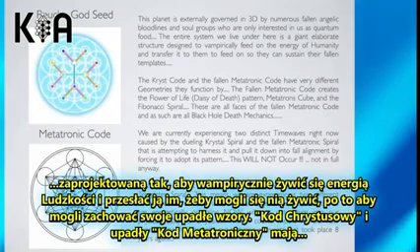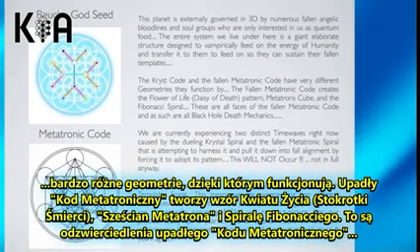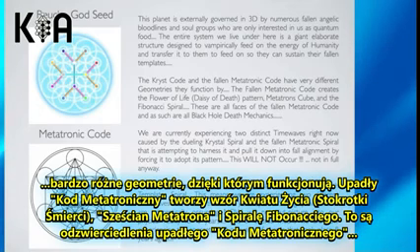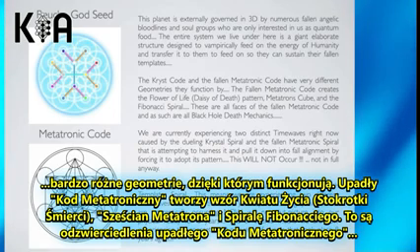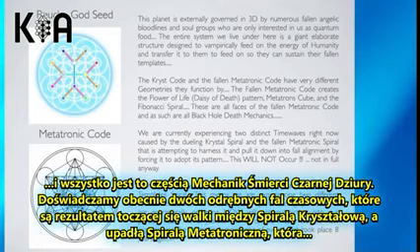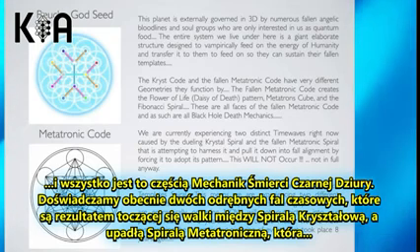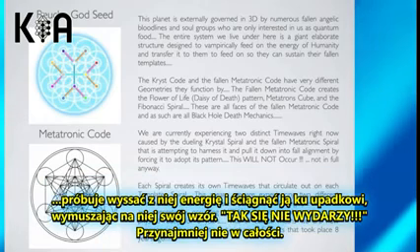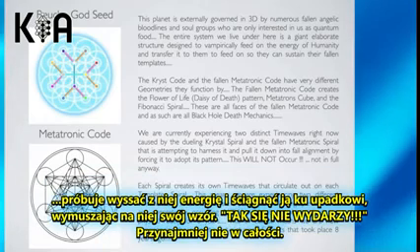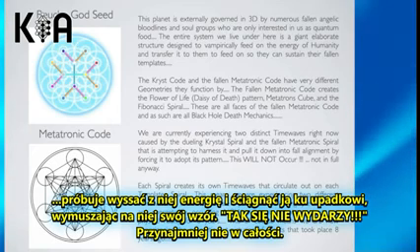The Christ code and the fallen Metatronic code have very different geometries they function by. The fallen Metatronic code creates the flower of life or daisy of death pattern, Metatron's cube and the Fibonacci spiral. These are all faces of the fallen Metatronic code, and as such they are all black hole death mechanics. We are currently experiencing two distinct time waves right now caused by the dueling crystal spiral and fallen Metatronic spiral that is attempting to harness it and pull it down into fall alignment by forcing it to adopt its pattern. This will not occur, well, not in full anyway.